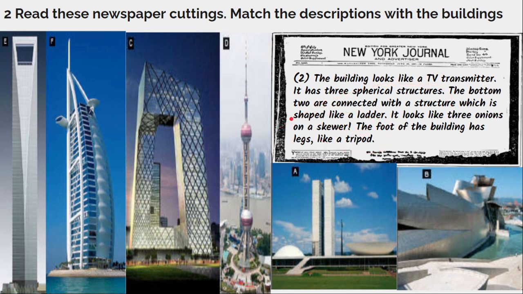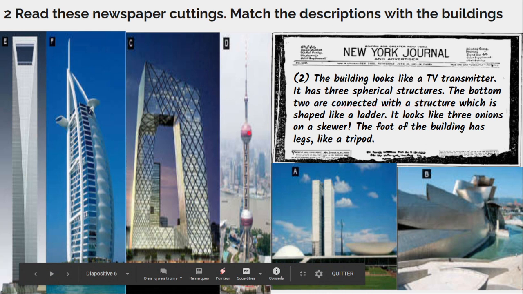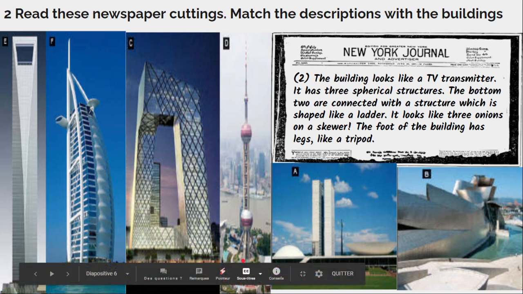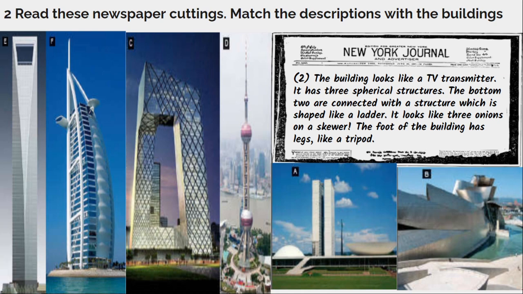So we have 3 onions on a skewer, we have a ladder, we have a tripod. Here are our 3 onions on a skewer, and here is our ladder, and last here is our tripod. So obviously description number 2 matches picture D.